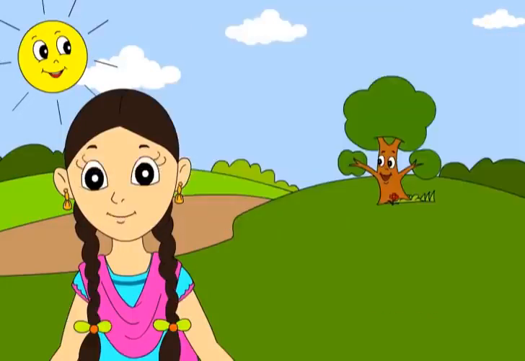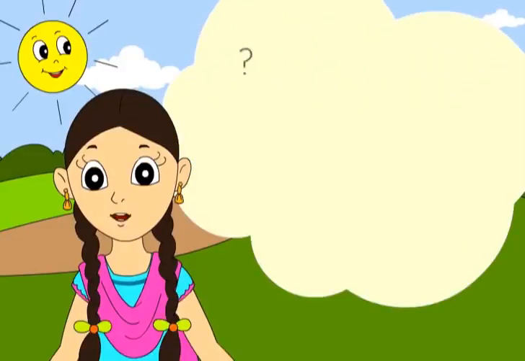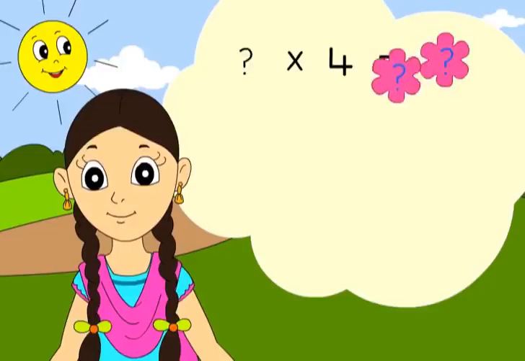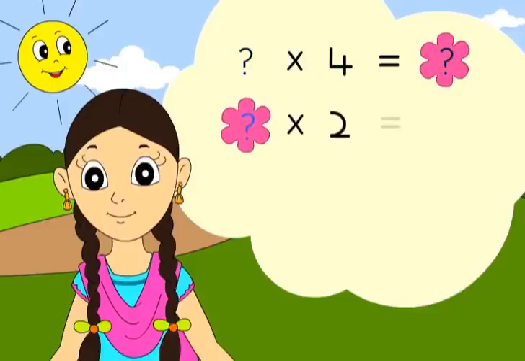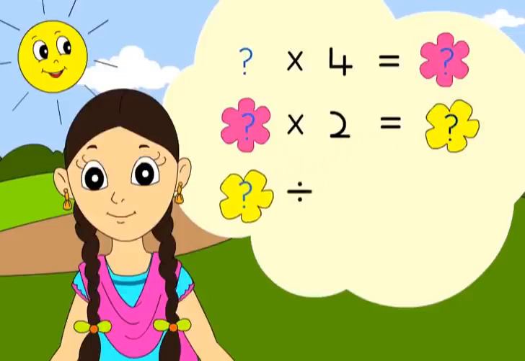Let's do one more. Again, think of any two-digit number up to 50. Multiply it with 4. Again, multiply the answer by 2. Have you done it? Now divide the answer by 8. What did you get? Now look at both the tricks carefully. What did you observe? You can discuss with your friends.